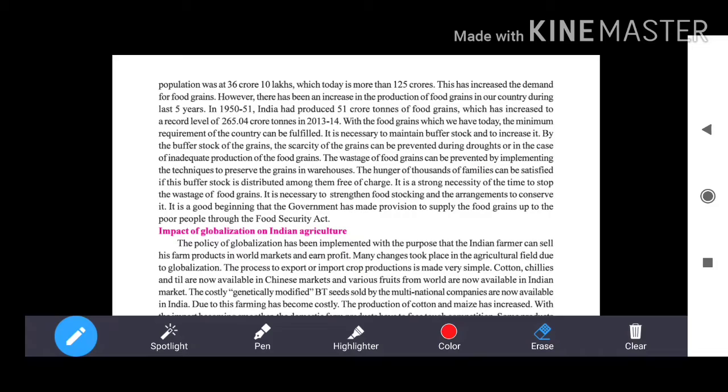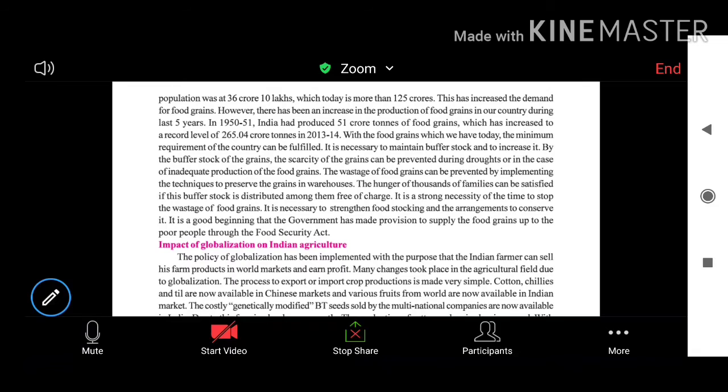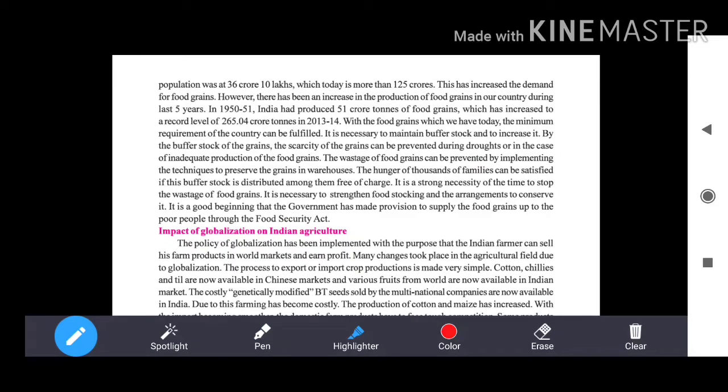There has been an increase in the production of food grains in our country during the last 5 years. लेकिन it says पिछले 5 साल का record देखो तो food grains में भी हमारे यहाँ increase हो रहा है. In 1950-51, India produced 51 crore tons of food grains, which has increased to a record level of 265.04 tons in 2013-14.